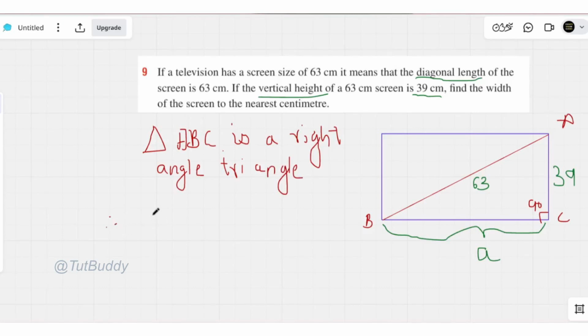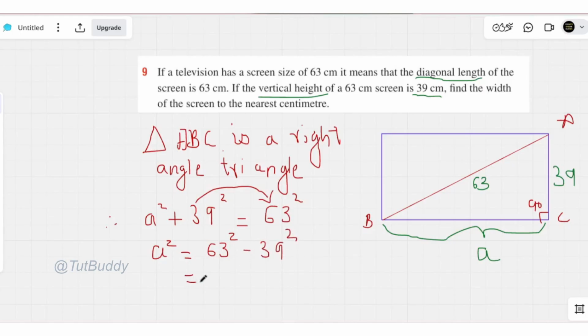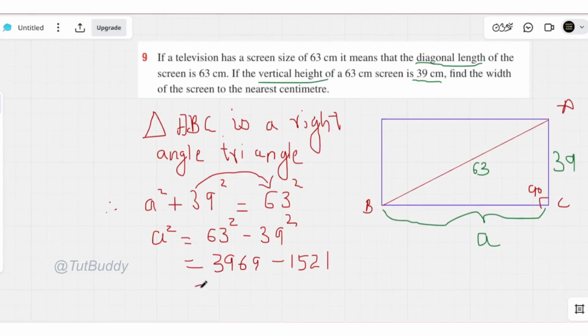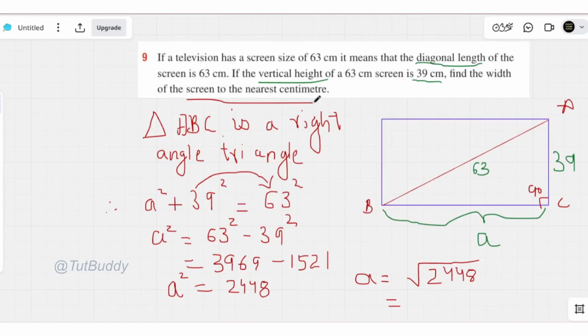Now applying Pythagoras' theorem, we have a squared plus 39 squared equals 63 squared. We shift 39 squared to the other side, which becomes 63 squared minus 39 squared. Now calculating, 63 squared is 3,969, 39 squared is 1,521, and subtracting them gives us 2,448. Taking the square root of 2,448 gives approximately 49.5.